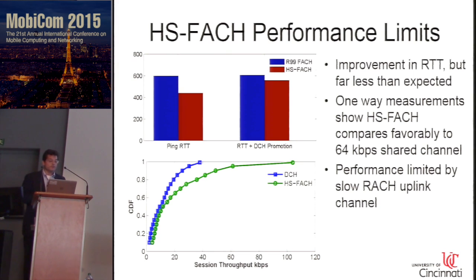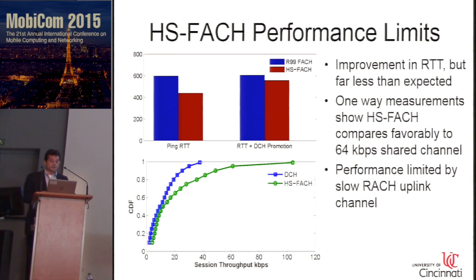We found the limiting factor in performance was the use of the legacy R99 RACH channel. This uplink channel uses a blind power control algorithm on the uplink with a slow power ramping procedure. This procedure is repeated for each transmission.